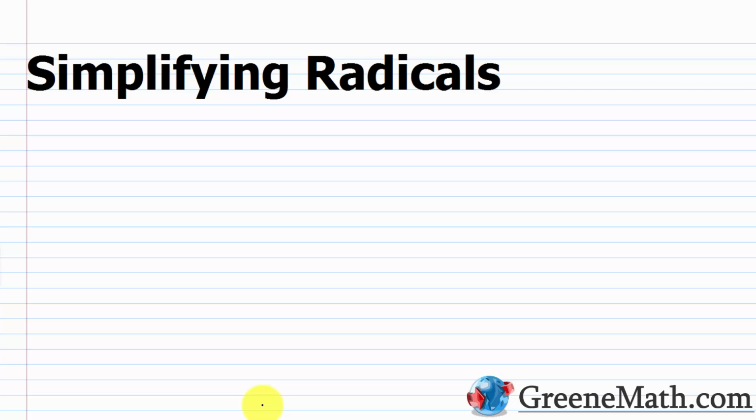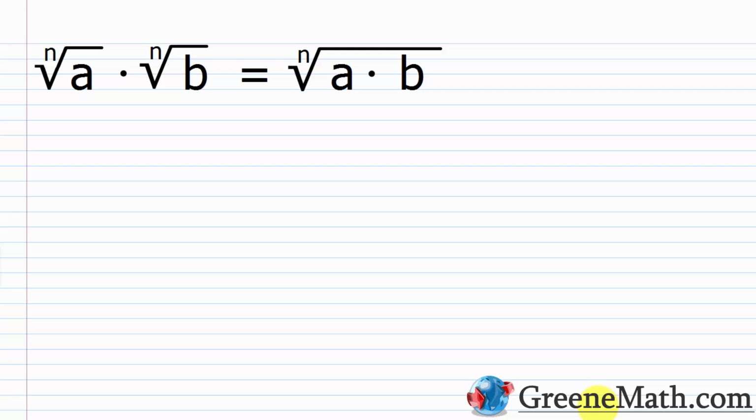In this lesson, we want to review simplifying radicals. One of the first steps to simplifying a radical is understanding the product rule for radicals. This rule allows us to multiply two radicals together with the same index. If I had the nth root of a times the nth root of b, the index is the same, we'd have the nth root of a times b.